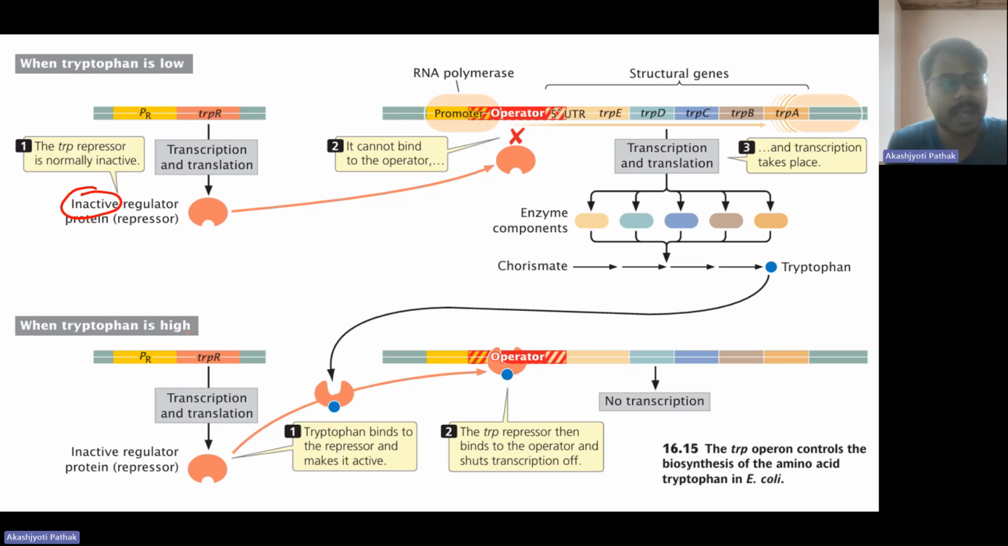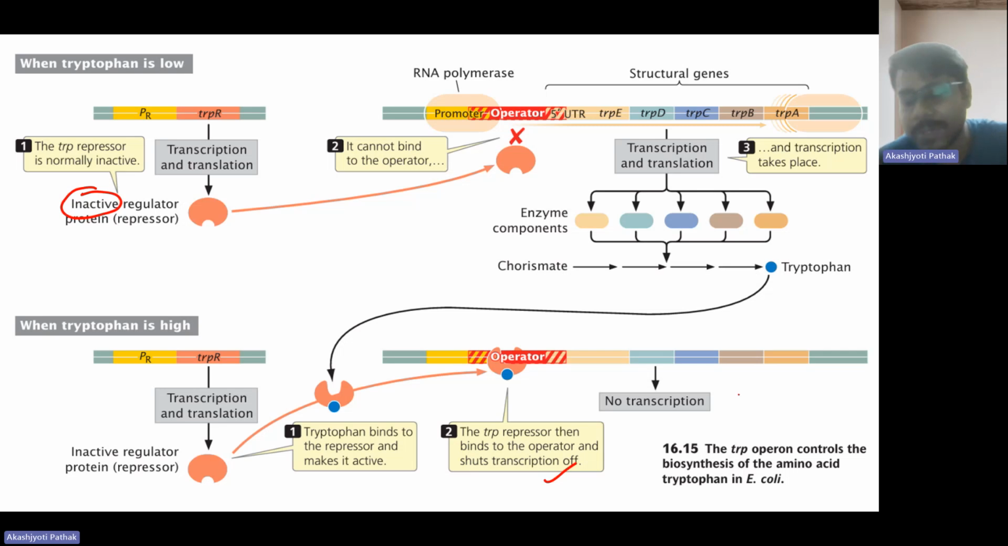Now, when tryptophan is high, this tryptophan goes and binds to the repressor. So this tryptophan is acting as a co-repressor. Once this tryptophan has bound to the inactive repressor, it has made the repressor protein active. Once this repressor protein is active, it will go and bind to the operator and prevent the RNA polymerase from transcribing the downstream genes. So the TRP repressor binds to the operator and shuts the transcription off.